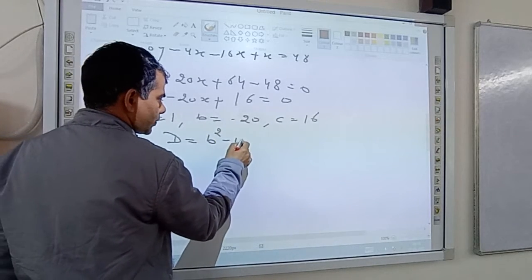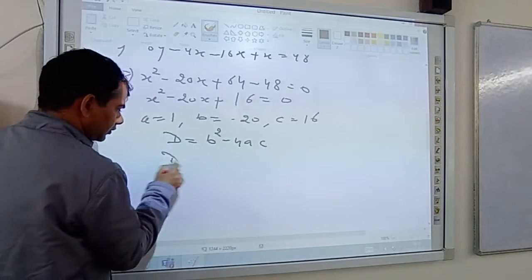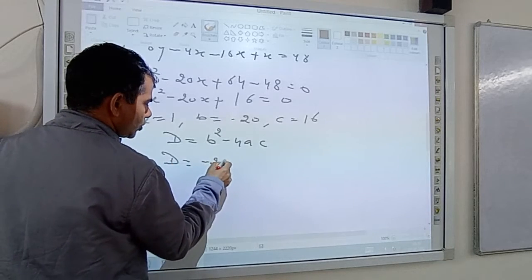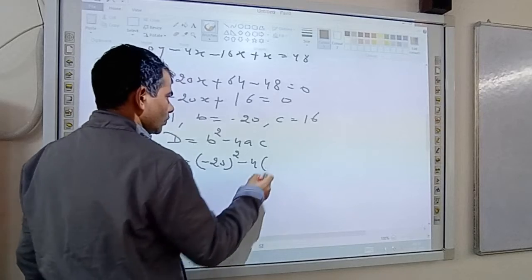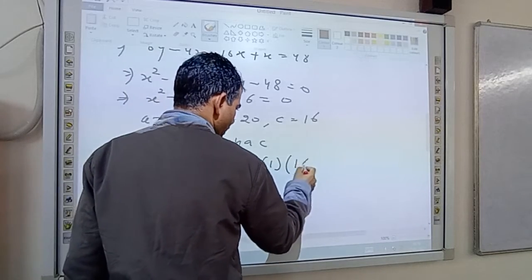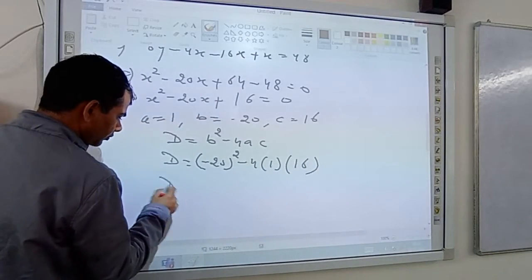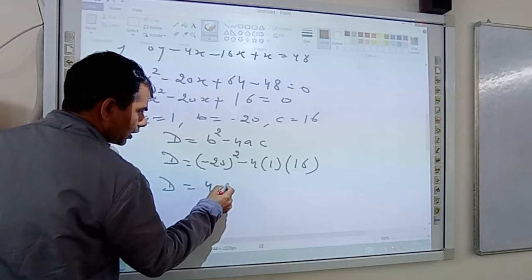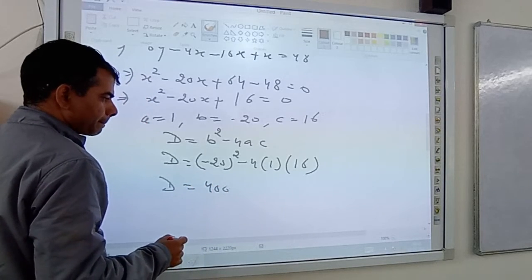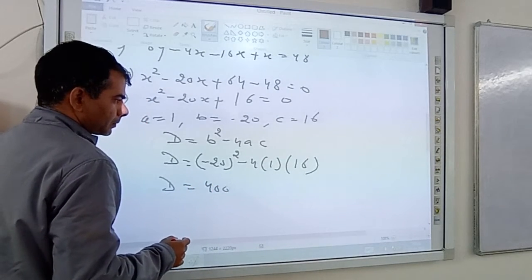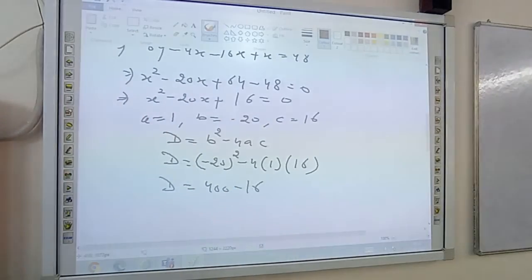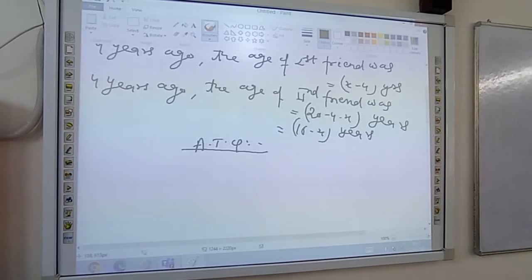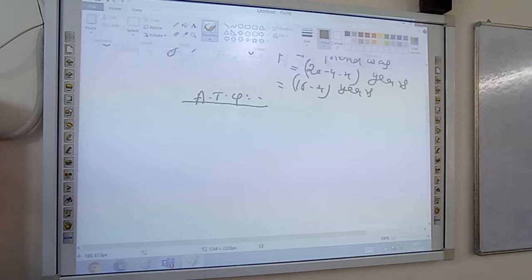B square minus 4AC. Minus 20 square What is A? A is 1, C is 16. 400 minus 16 minus 64. Copies. Tomorrow.